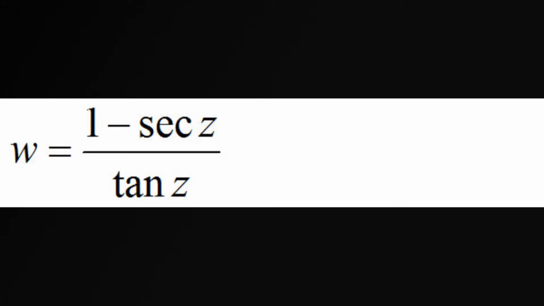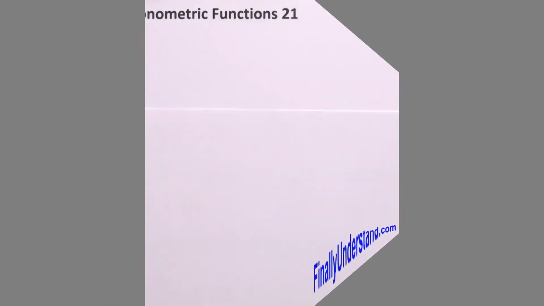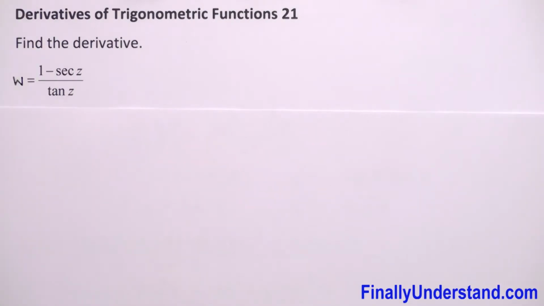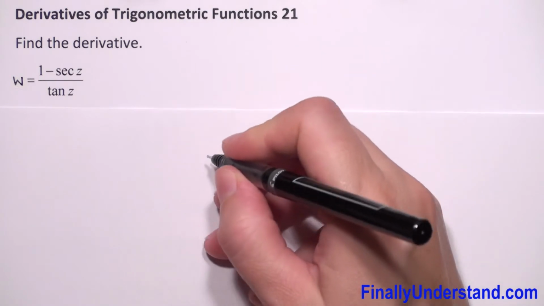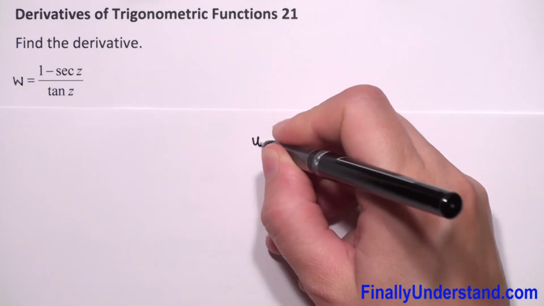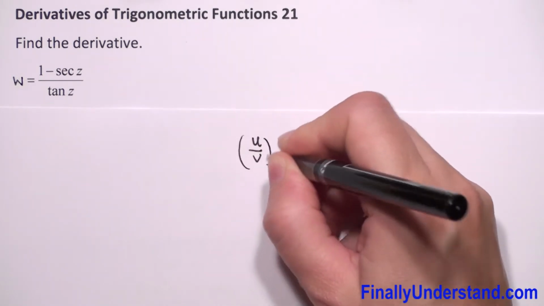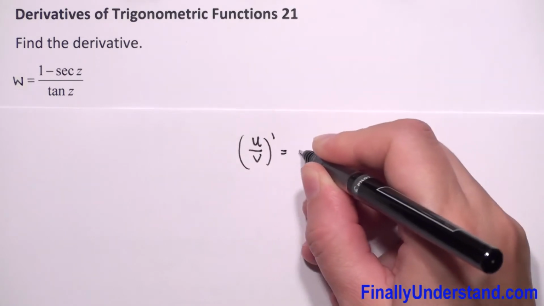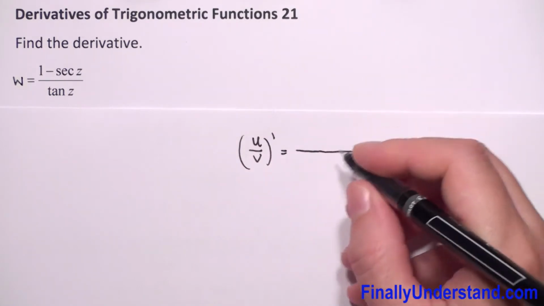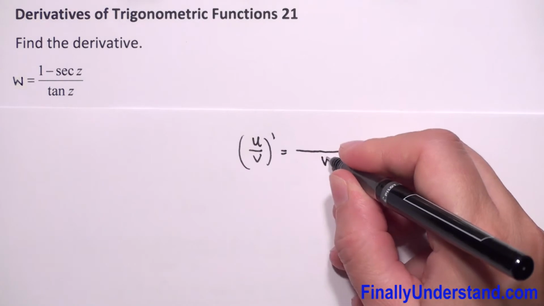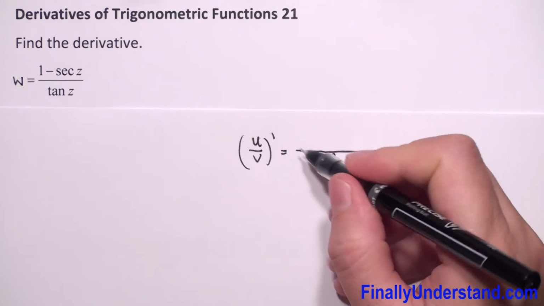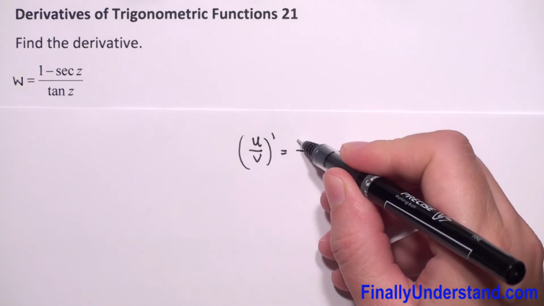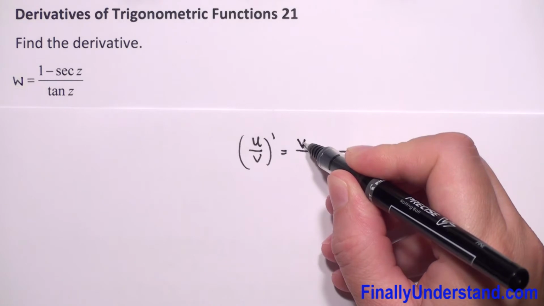We have the function w, and the variable is z. To find the derivative, we will use the quotient rule because we have division here. Let me remind you the formula: when we have u over v, the prime is equal to, in the denominator, we have to put v squared. First, I will always start from v to avoid confusion.